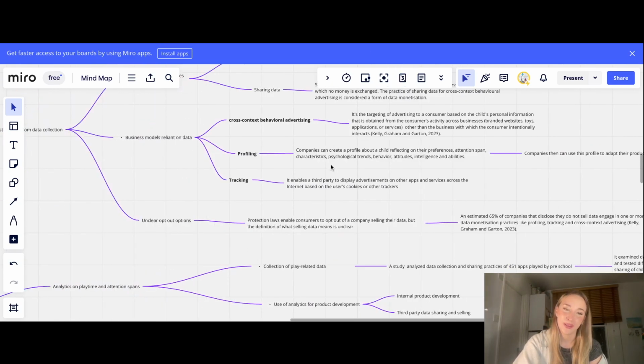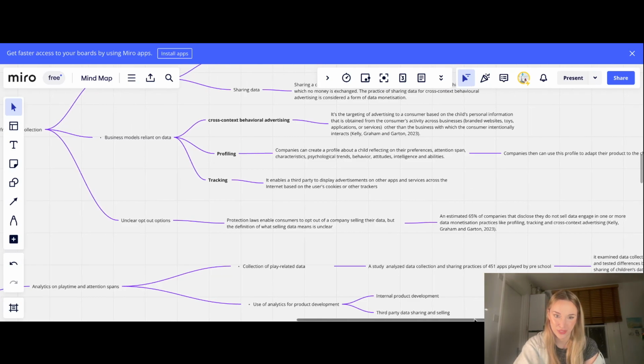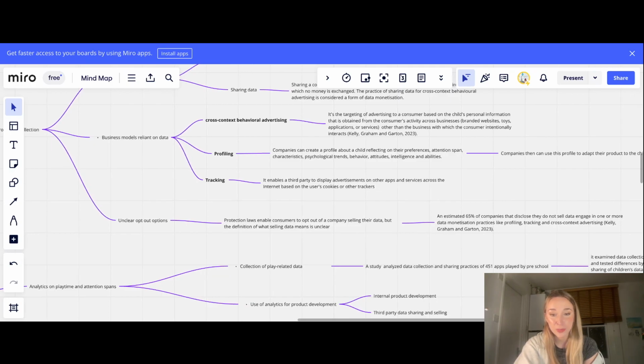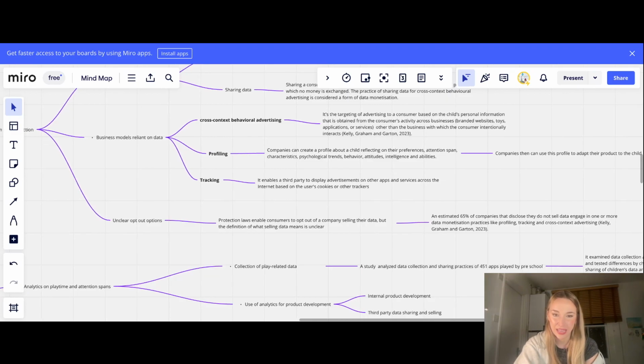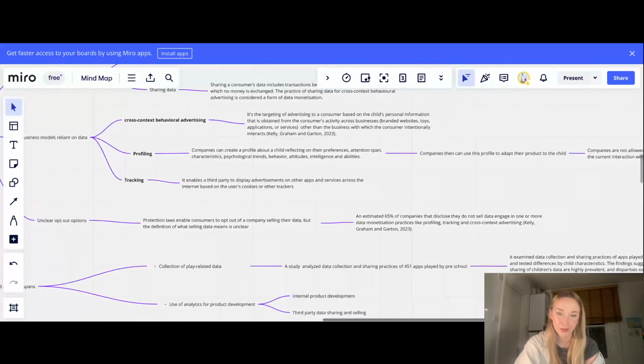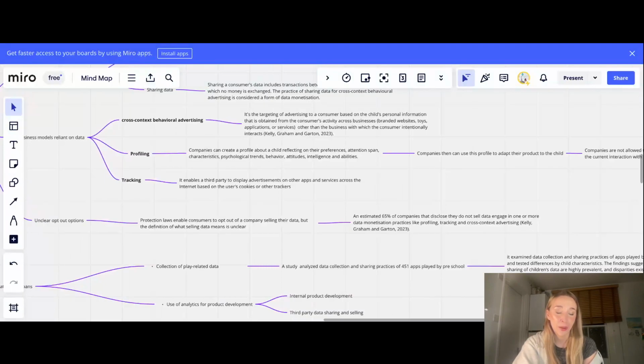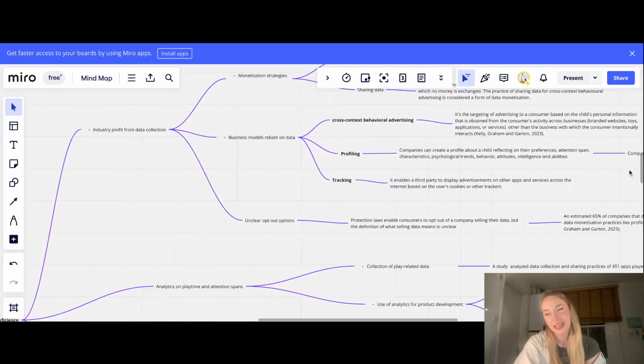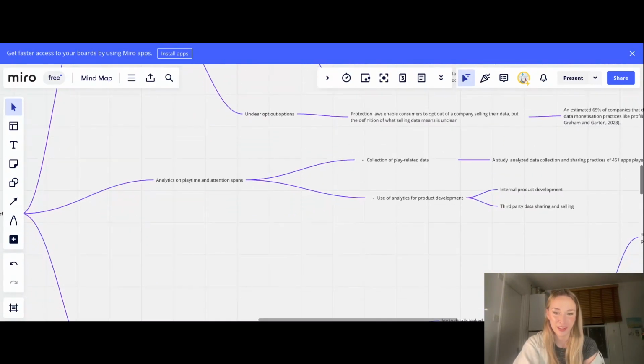There's a big issue with everything that I've just mentioned in terms of data collection, which is that there are unclear opt-out options. Protection laws enable consumers to opt out of a company selling their data, but the definition of what selling data means is unclear. As we mentioned earlier, there's selling data and sharing data, which can start to blur the line. An estimated 65% of companies that disclose they do not sell data engage in one or more data monetization practices like profiling, tracking, and cross-context advertising. So as we can see, the industry isn't too good at keeping its promises in terms of data profiling and data collection.